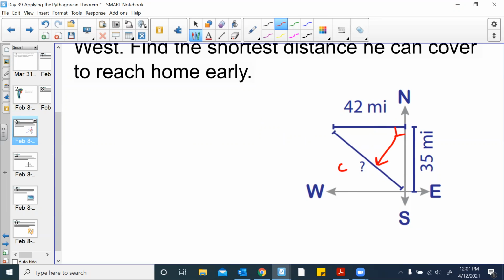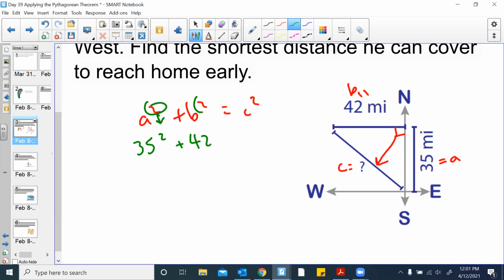All right, so we do not know what C equals. But we do know that our legs, A and B, are going to be 35 and 42. So we have A squared plus B squared equals C squared. The only thing new today is just really being able to read a problem and make it out with the picture. So we're going to have this 35 squared. Again, don't forget about that exponent. 42 is going to be our B. Don't forget about our square. And then we don't know what C squared is.